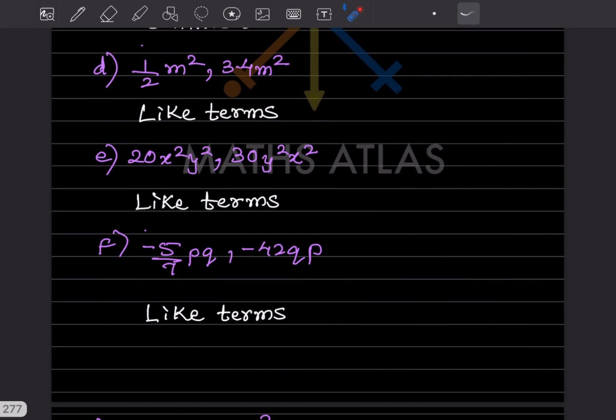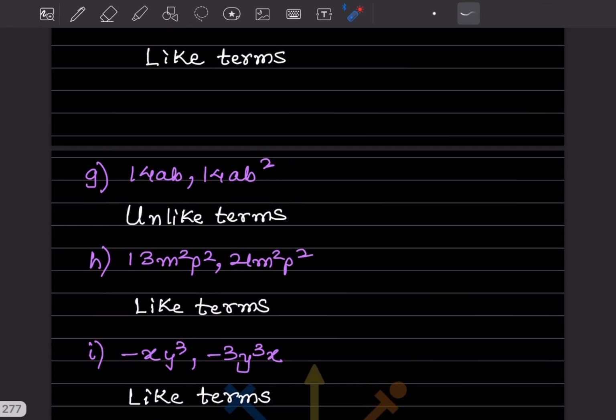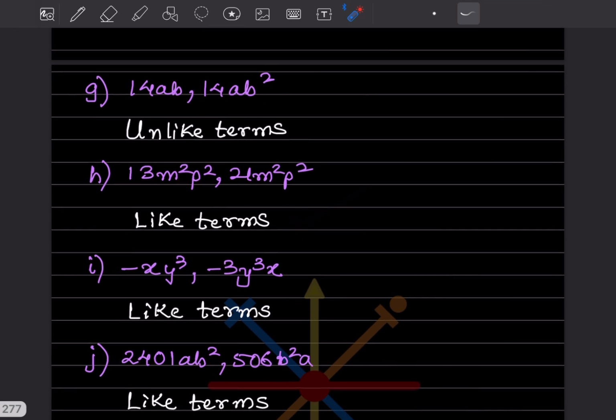And then see again here PQ and this is QP. So again both are the same, so they are like terms. Now these both are different, so they are unlike terms. Now look here. M square P square and here also M square P square. So they are like terms.